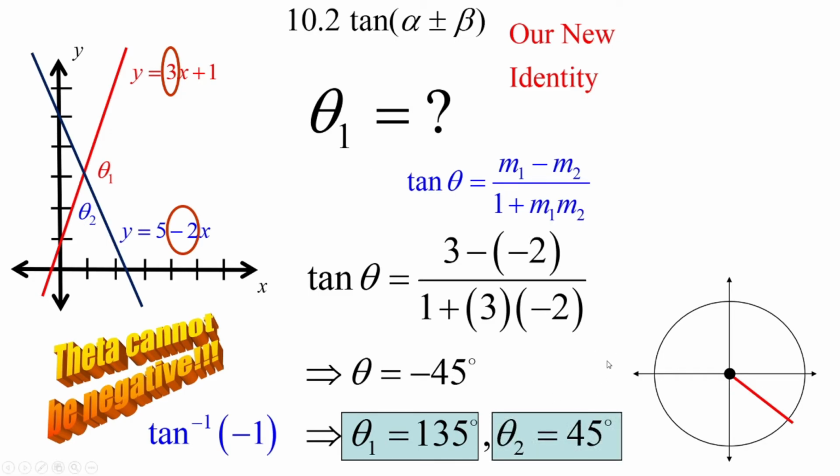And there you go. That's how you find the angles formed by two intersecting lines with our new identity, tangent of theta equals m sub 1 minus m sub 2 over 1 plus the product of those slopes.